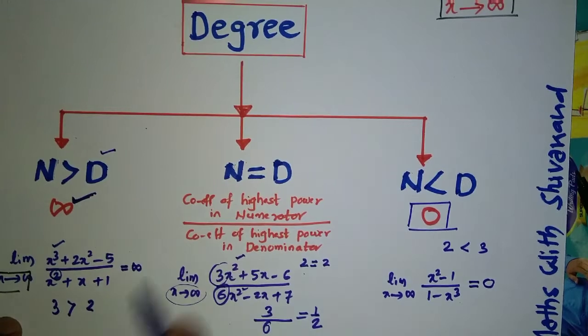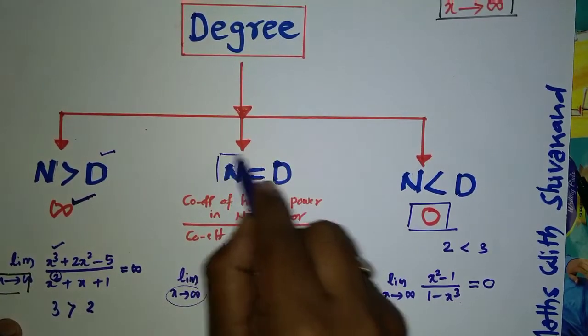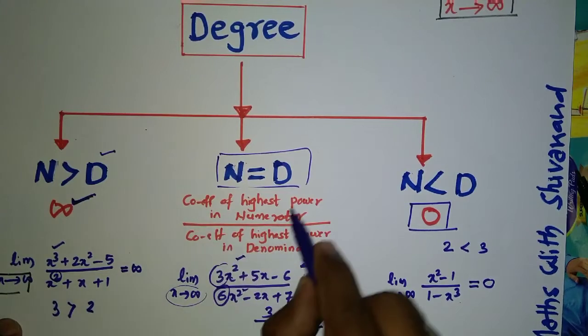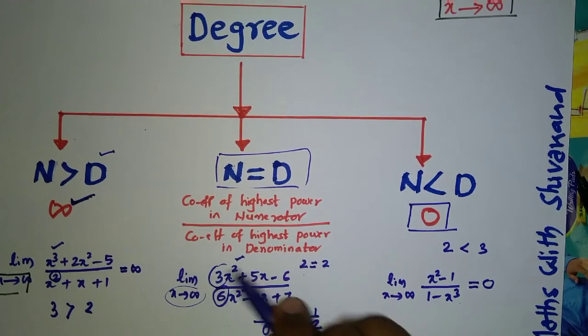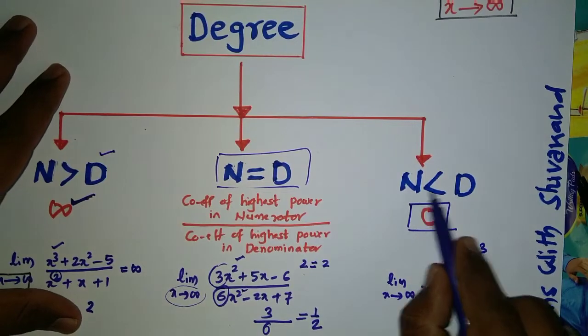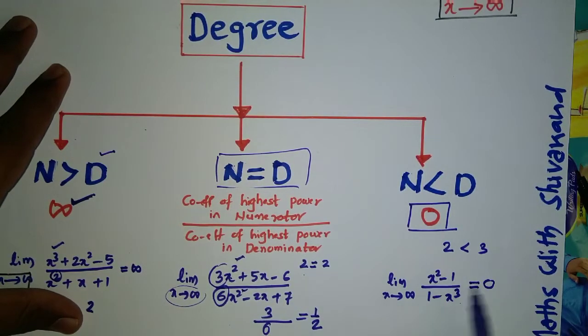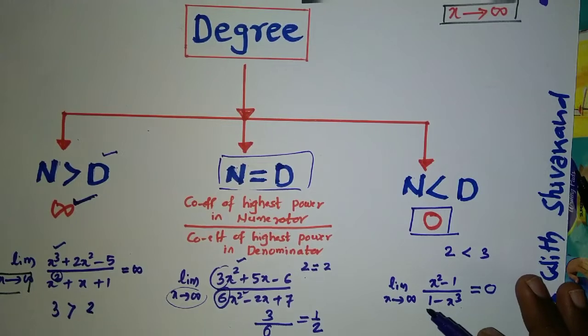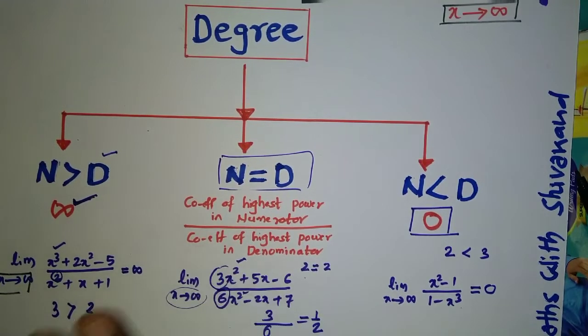So listen students, if the degree of the numerator is greater than the degree of the denominator, your answer is infinity. If the degree of the numerator is equal to the degree of the denominator, your answer is simply the ratio of the coefficient of the highest power in the numerator divided by the coefficient of the highest power in the denominator. If the degree of the numerator is less than the degree of the denominator, your answer is always 0. For more clarification, do watch the limits part 2 video. This concept has been clearly explained there.